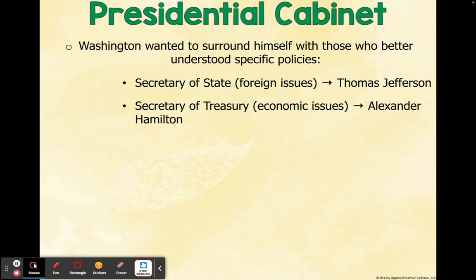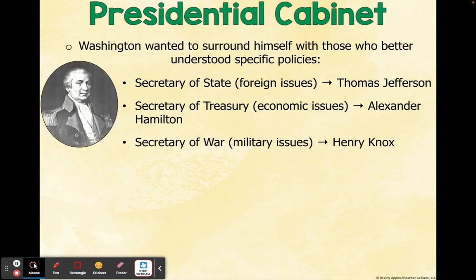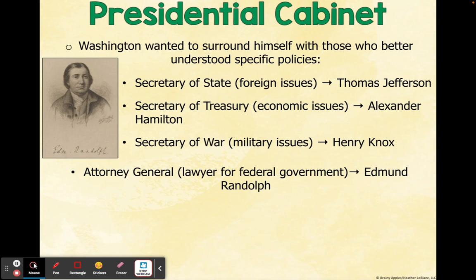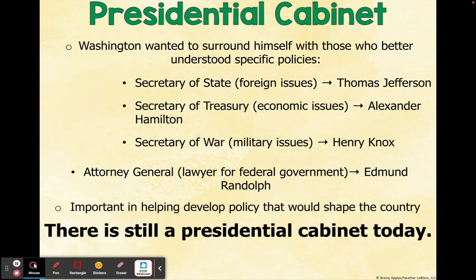Alexander Hamilton, who served under George Washington in the American Revolution, serves as his Secretary of Treasury, dealing with economic issues. Secretary of War, dealing with military issues. Henry Knox, who was a general in the war himself, gets chosen to do that. Today, we call this cabinet office the Defense Secretary, right? Secretary of War sounds like we're actively seeking out a war. He's the Defense Secretary today. And then the Attorney General is the lawyer for the federal government, and this is Edmund Randolph. This is important in helping develop policy that would shape the country.